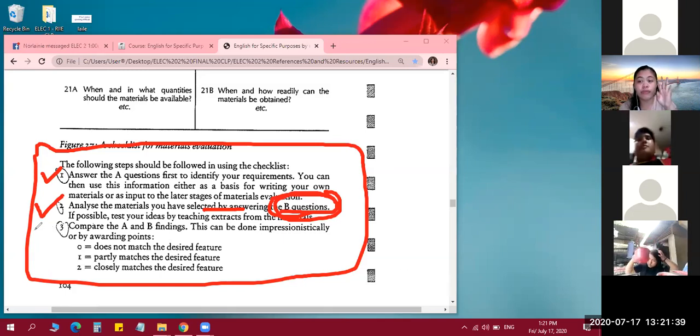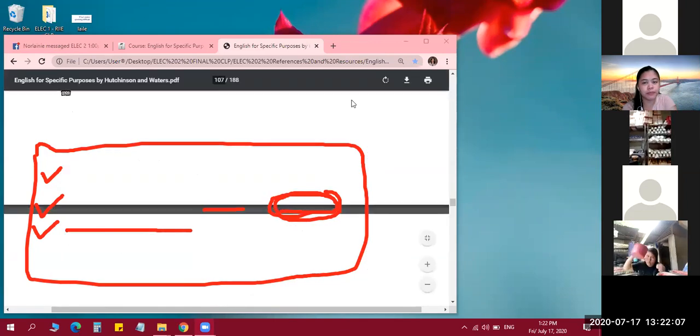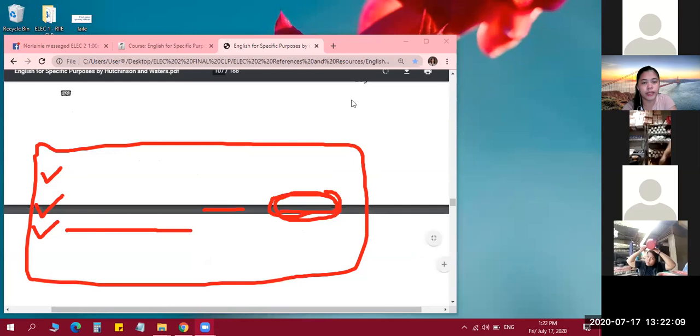This is now the fourth stage in the materials evaluation. Compare A and B findings. Okay, how are you going to do that? This can be done impressionistically, yeah, by awarding points. So you can use a point system. Okay, 0 for does not match, 1 partly matches, 2 for closely matches desired. For example, let's go back a little bit.